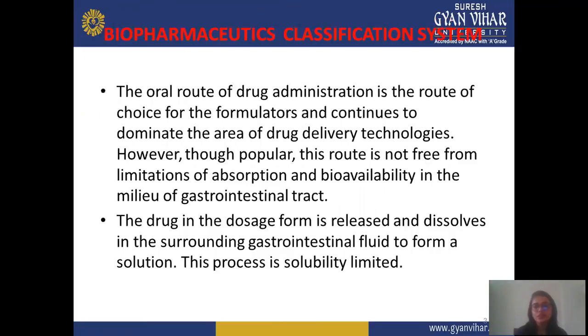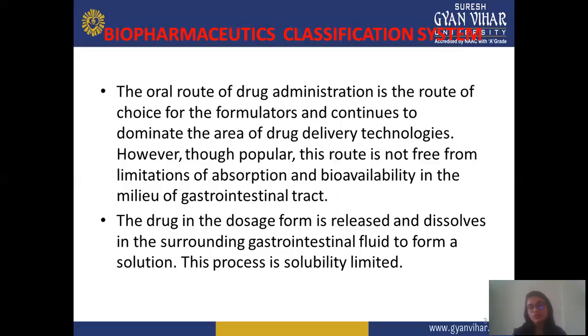So first we start with the Biopharmaceutics Classification System. The oral route of drug administration is the route of choice for the formulator and continues to dominate the area of drug delivery technology. It means the oral route is more appropriate because everyone can take it by this route, and it does not require a trained person or any other person. You can take it yourself.